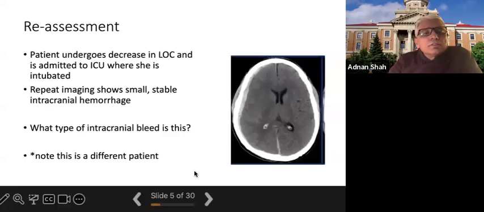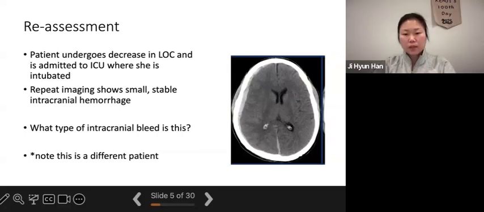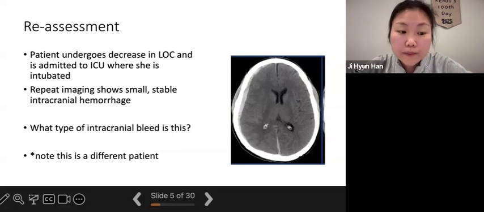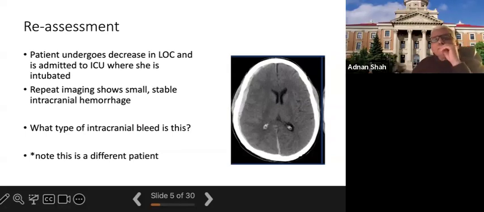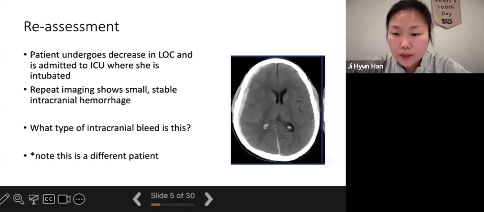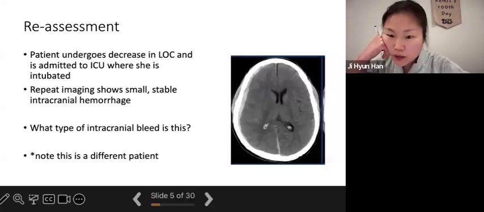This is a different patient, but we just brought it in for you. The patient has a decrease in level of consciousness and is admitted to the ICU where she is intubated. There is a small intracranial hemorrhage. What do you see on this axial view? I'm seeing an intracranial hemorrhage, which is kind of lens shaped, which is an epidural hematoma.